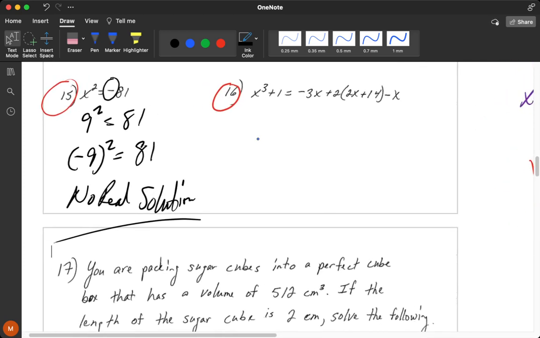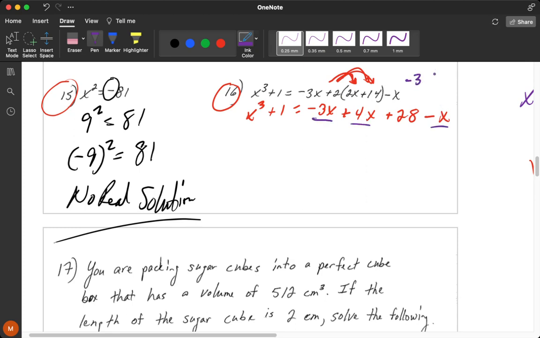All right, so even though this one is x cubed, we're still going to do the same thing. We're going to simplify. So I see parentheses, so I need to multiply. So x cubed plus 1 is equal to negative 3x plus 4x, because it's 2 times 2x, plus 28, 2 times 14 minus x. Then we're going to combine our like terms. Well, negative 3x plus 4x is 1x minus x. So negative 3 plus 4 minus 1 is equal to 0. So they're actually going to cancel out. That's why I said every single time we get these for now, they're always just going to cancel out. So it's equal to 28.